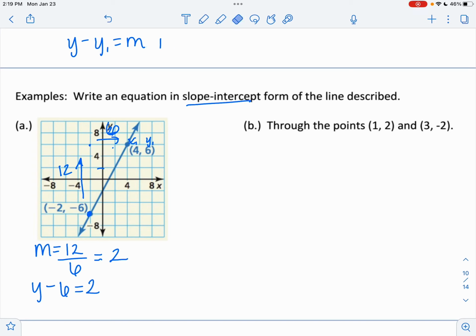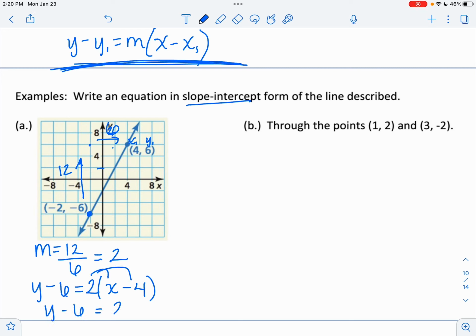Oh, and I just realized, of course, I made a big mistake up here. That should say x minus x1. I'm getting ahead of myself. So make sure you fix that. That was not right what I had up there earlier. So x minus 4. Distribute the 2 because we want to write it in slope-intercept form, so simplify it. y minus 6 equals 2x minus 8, and then add 6. So then y equals 2x minus 2.